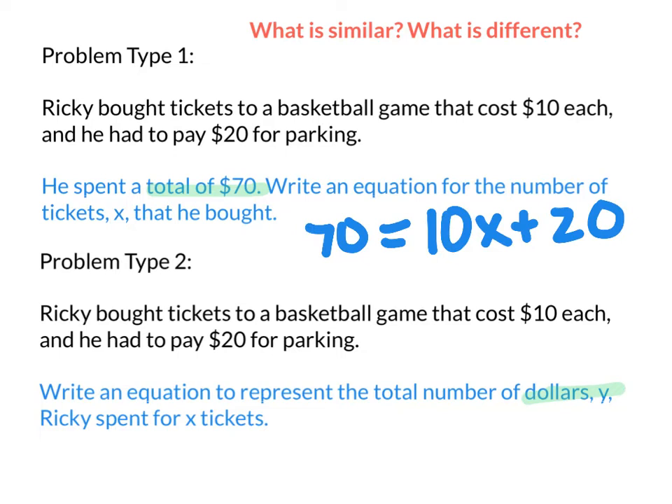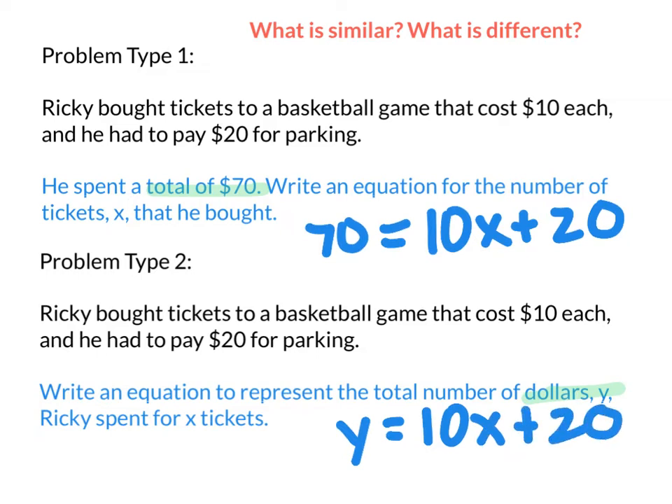In the second problem, our total is Y, but then all the other information is the same. We know it's $10 per ticket. We know it's a $20 parking charge, so that plus 20. But when we solve for this, we're going to end up solving for the amount of money that is spent. So we have two unknowns here. We don't know the number of tickets, and we don't know the total cost.